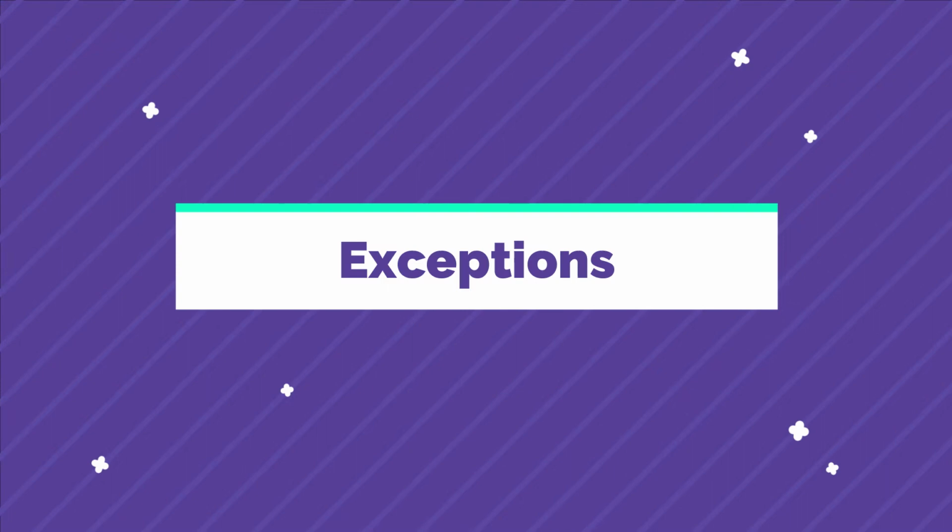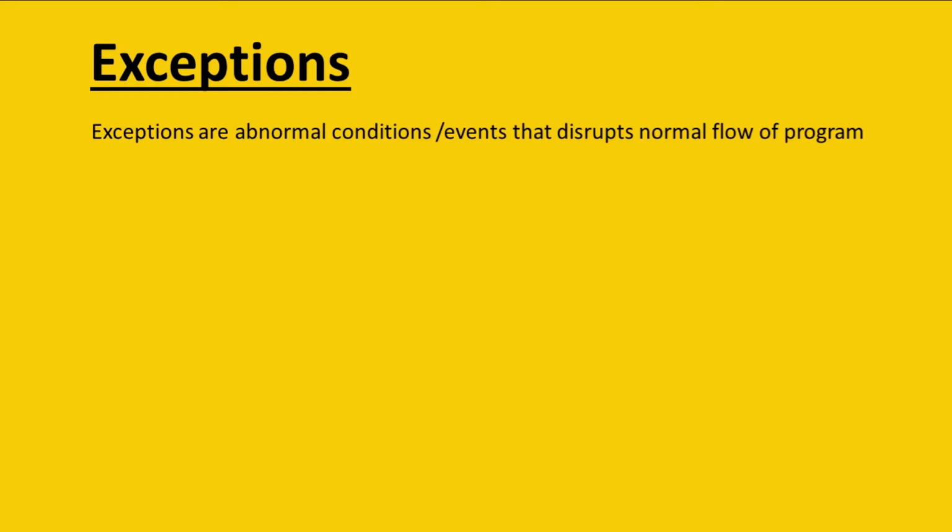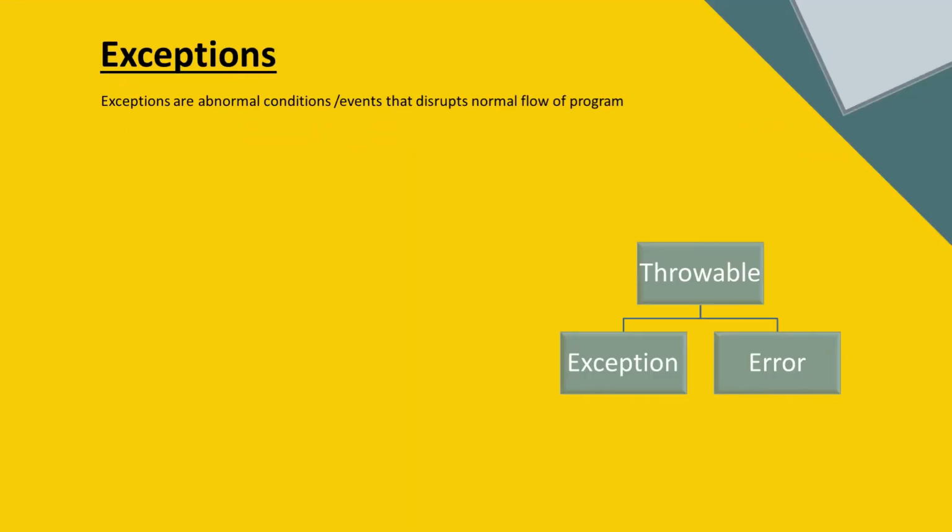Let's see what exactly exceptions are. Exceptions are abnormal conditions or events that disrupt normal flow of program. Both exception and error in Java are classes, and these are subclasses of Throwable.